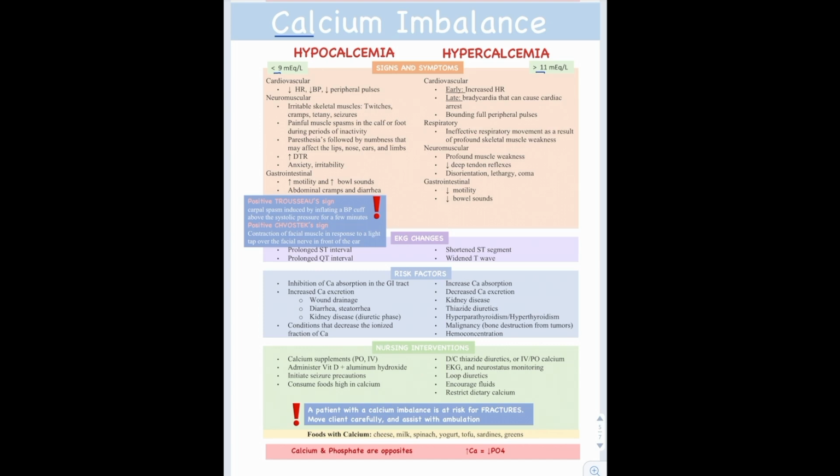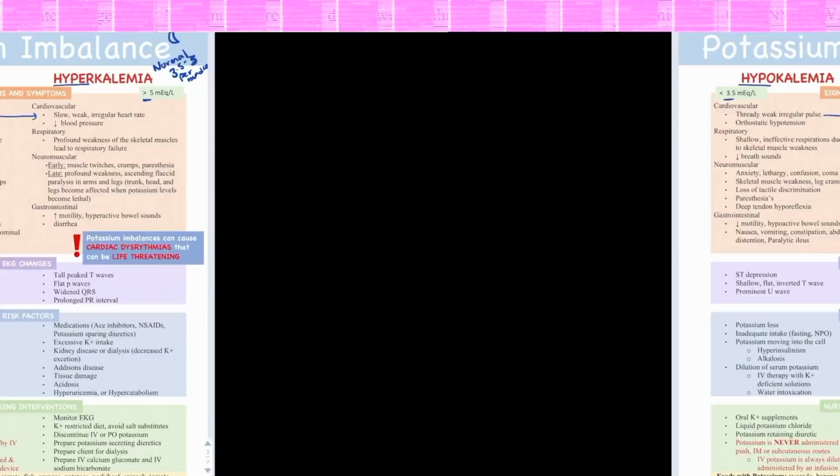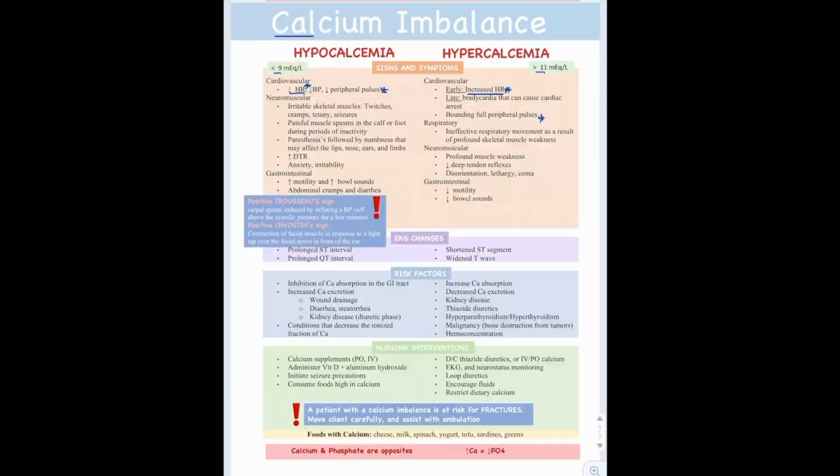So signs and symptoms. So again, we're looking for differences. So for hypocalcemia, we're seeing a decreased heart rate, decreased blood pressure, and decreased peripheral pulses. So this right here, decreased heart rate, that is a key point, because if we come over to hypercalcemia, we can see that there's an increased heart rate at first, and then it does turn into bradycardia. When we look at hypocalcemia, we're seeing decreased peripheral pulses, but when we look at hypercalcemia, we're seeing bounding.